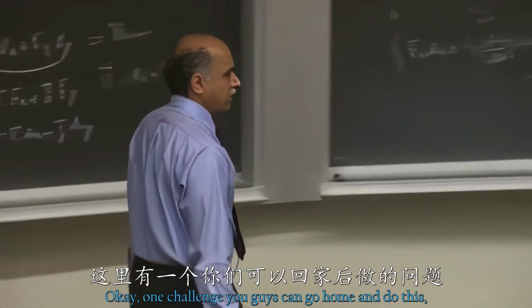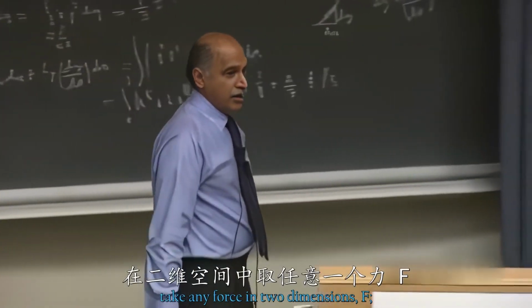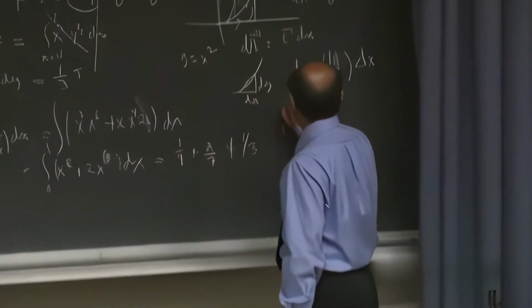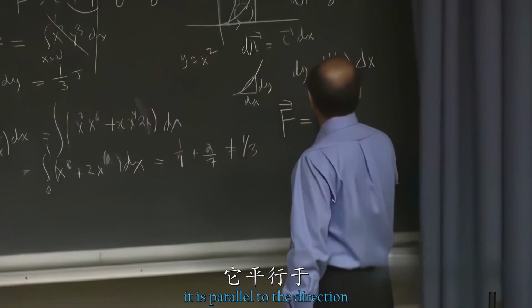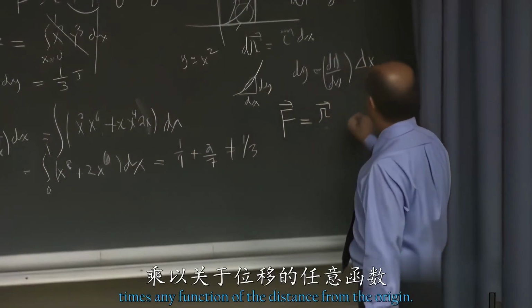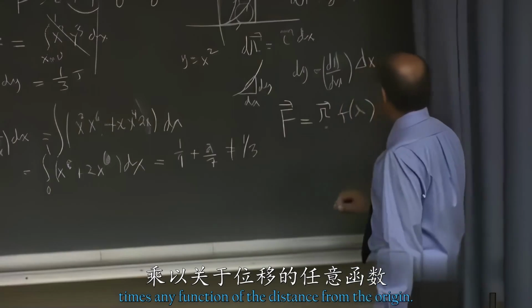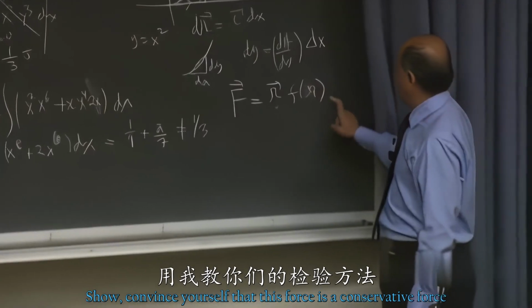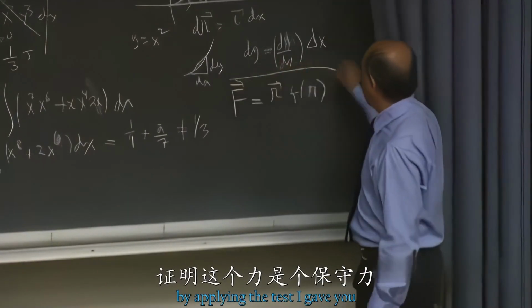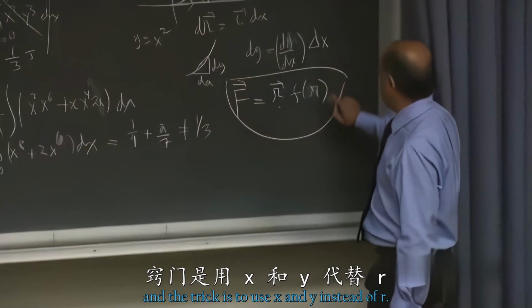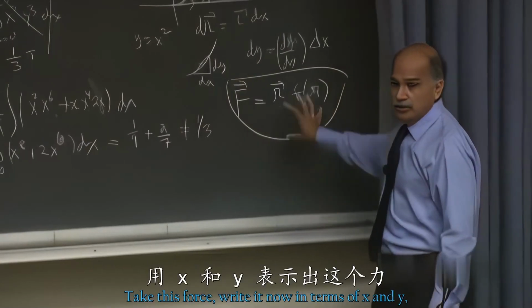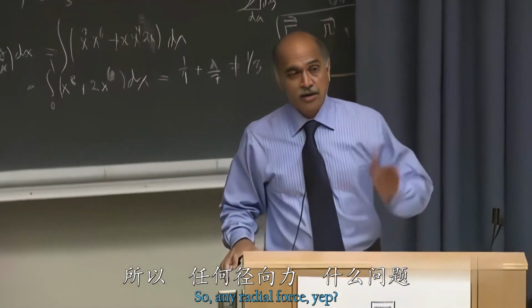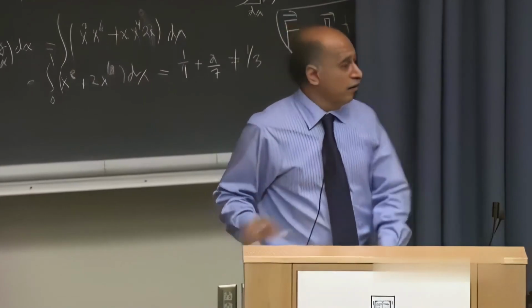Okay, one challenge, you guys can go home and do this. Take any force in 2 dimensions, F. It is parallel to the direction where you are, measured from the origin, times any function of the distance from the origin. Convince yourself that this force is a conservative force by applying the test I gave you. And the trick is to use x and y instead of r. Take this force, write it out in terms of x and y, take the cross derivatives, and you can see it's conservative. So any radial force, yep.